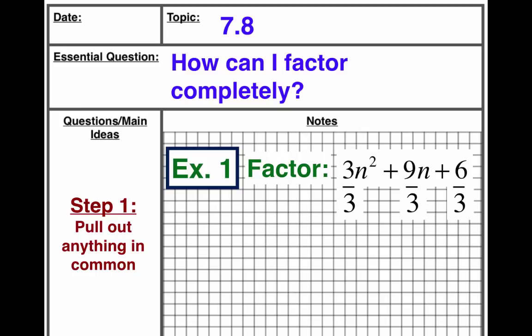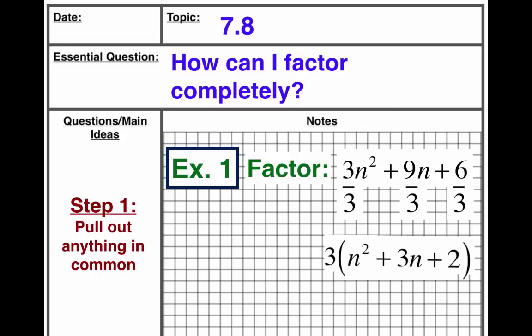Now by dividing by 3, here's what we get: n squared plus 3n plus 2. 3 divided by 3 is 1, so that's a 1n squared. 9 divided by 3 is 3, so that's a 3n, and 6 divided by 3 is 2. Now, the 3 that we divided out can't just magically disappear. It's got to go somewhere. So what we do is we put a big parenthesis around it, and we put the 3 way out in front of the problem, and then we just leave it there.